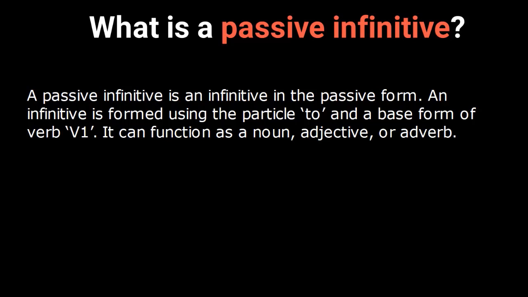Now let's move to the passive infinitive. What is a passive infinitive? A passive infinitive is an infinitive in the passive form. Simple. That's why we're calling it a passive infinitive. It's an infinitive in the passive voice. An infinitive is formed using the particle to and the base form of a verb in the simple infinitive, right?